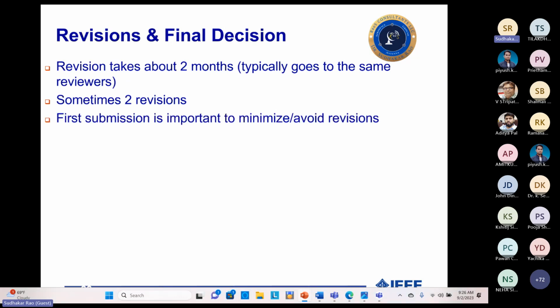Sometimes 2 revisions are needed. The first revision may not be completely satisfying to reviewers, so then you have to go through a 2nd revision. So that's why the first submission is very important. So take time and make sure that you're happy with your paper.